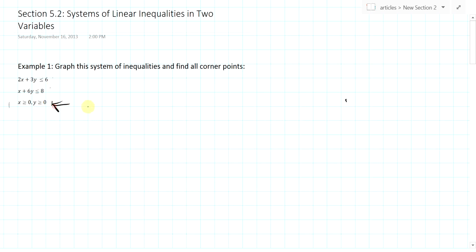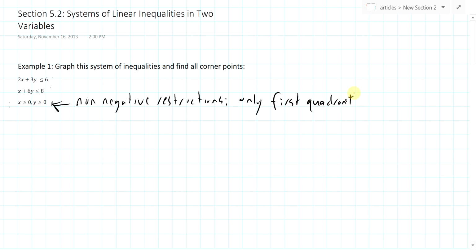So, non-negative restrictions. Our graphs are only going to be in the first quadrant. So what we want to do is graph these two inequalities, 2x plus 3y is less than or equal to 6, and x plus 6y is less than or equal to 8, and then find all the corner points. And once we see what the graph looks like, then we can define what we mean by a corner point.